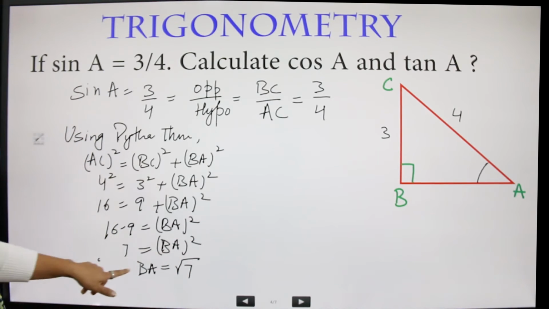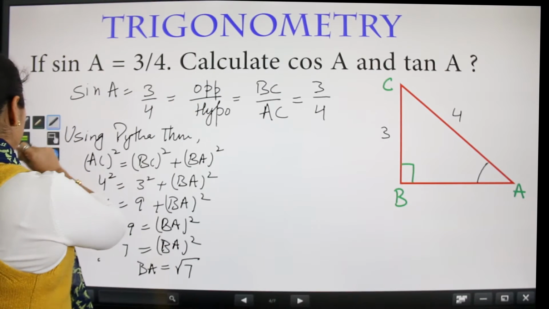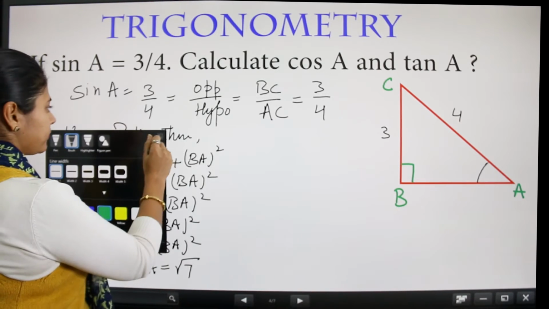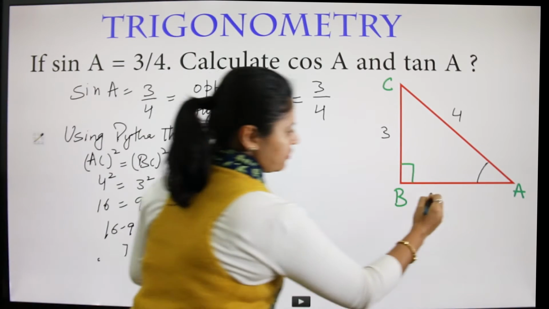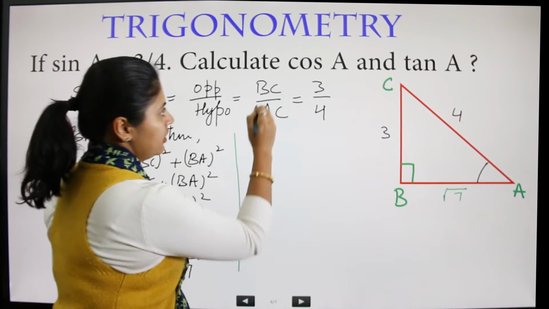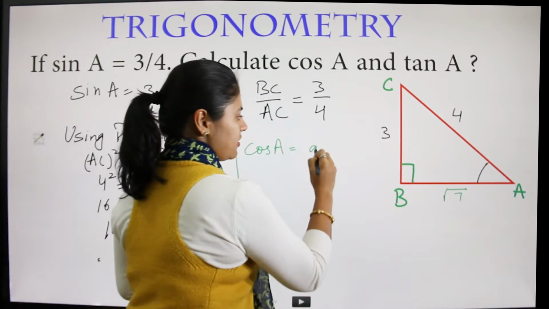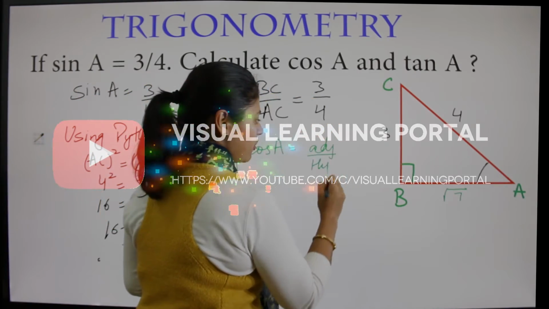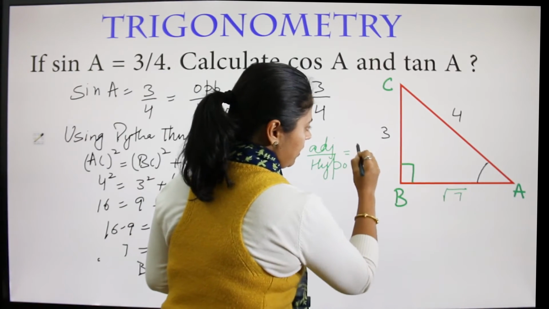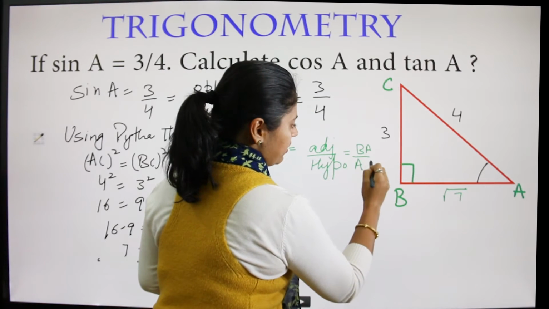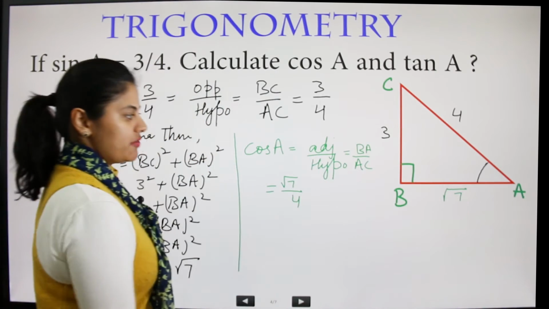Now it's time to find the other values, that is cos A and tan A. So we got under root 7 for this one, so you can write under root 7 here. Okay. So cos A is equal to adjacent divided by hypotenuse, or you can say base divided by hypotenuse. The adjacent side will be BA and the hypotenuse will remain the same, it never changes. So BA is root 7 divided by AC, which is 4. So we got the value of cos A.